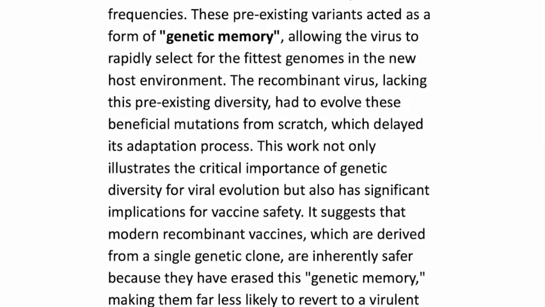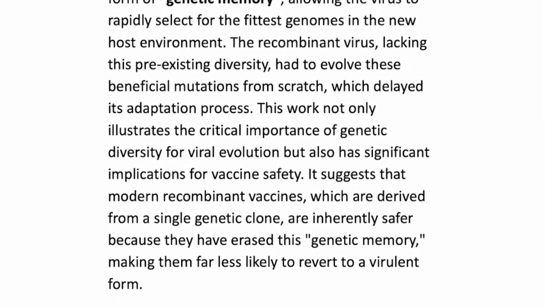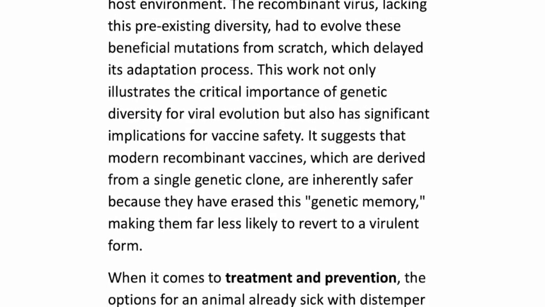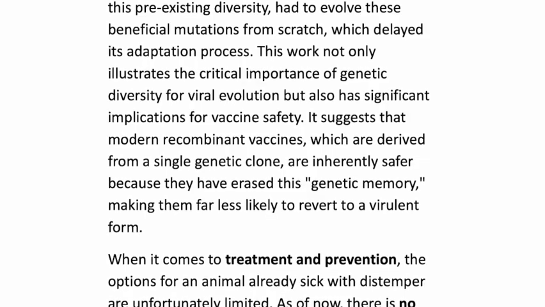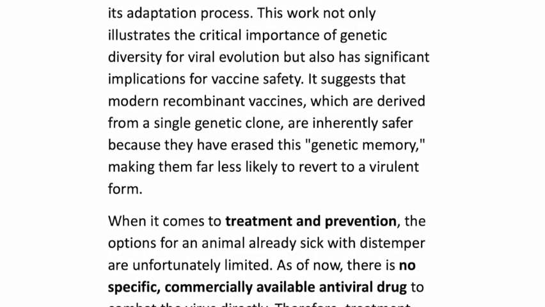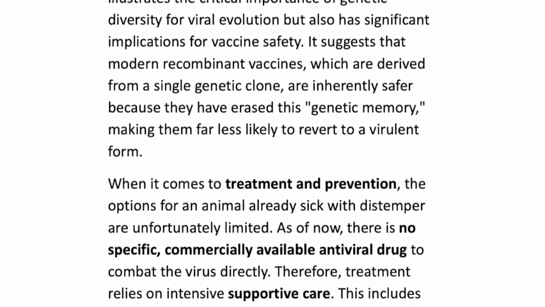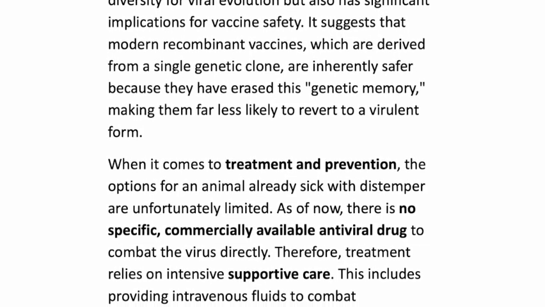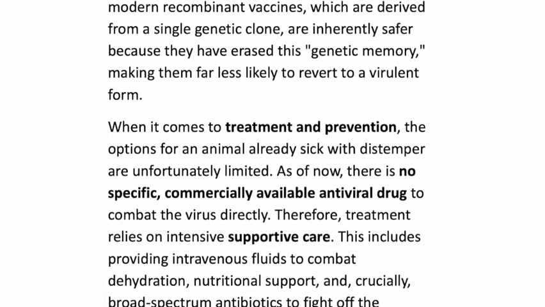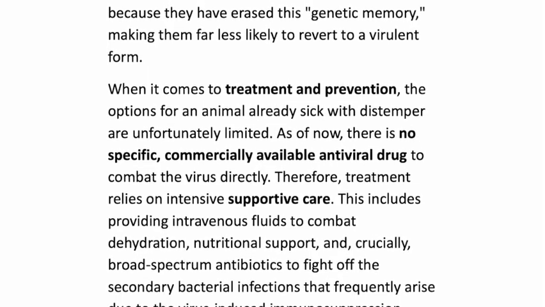This work not only illustrates the critical importance of genetic diversity for viral evolution, but also has significant implications for vaccine safety. It suggests that modern recombinant vaccines, which are derived from a single genetic clone, are inherently safer because they have erased this genetic memory, making them far less likely to revert to a virulent form. When it comes to treatment and prevention, the options for an animal already sick with distemper are unfortunately limited. As of now, there is no specific, commercially available antiviral drug to combat the virus directly.